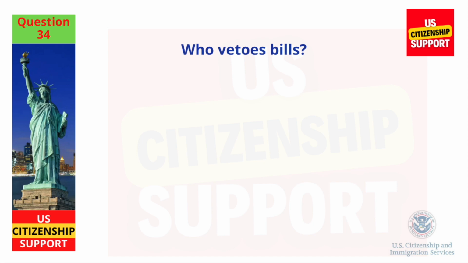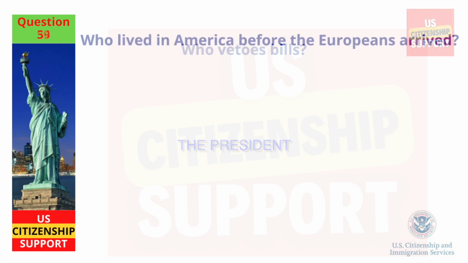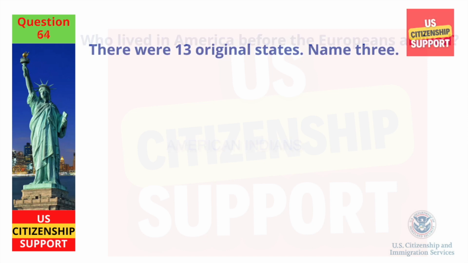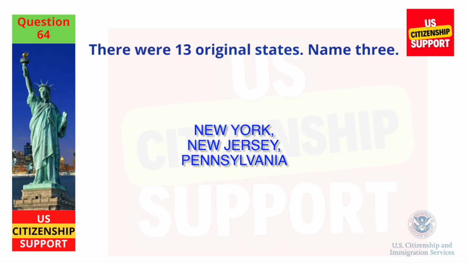Who vetoes bills? The President. Who lived in America before the Europeans arrived? American Indians. There were 13 original states. Name 3. New York, New Jersey, Pennsylvania.